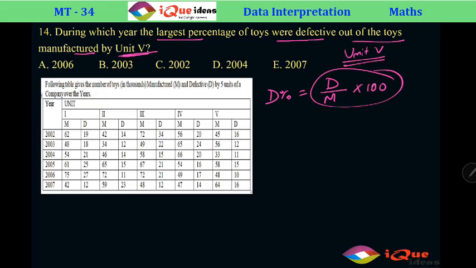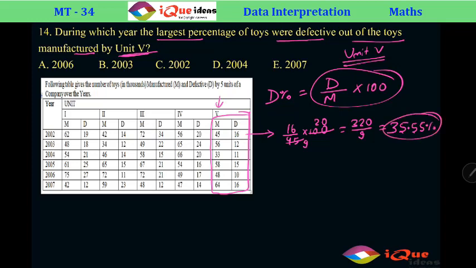Now let's see. For unit 5, this is the set of data. One by one, for 2002, it is 16 upon 45 into 100. So simplify: 5 cancels 100, 20 times, 5 cancels 45, 9 times. So it is 320 upon 9. Divide carefully: 9 3s are 27, and then 50, so 9 5s are 45, giving 35.55%. This is the first one, that is 2002. Now 2003.